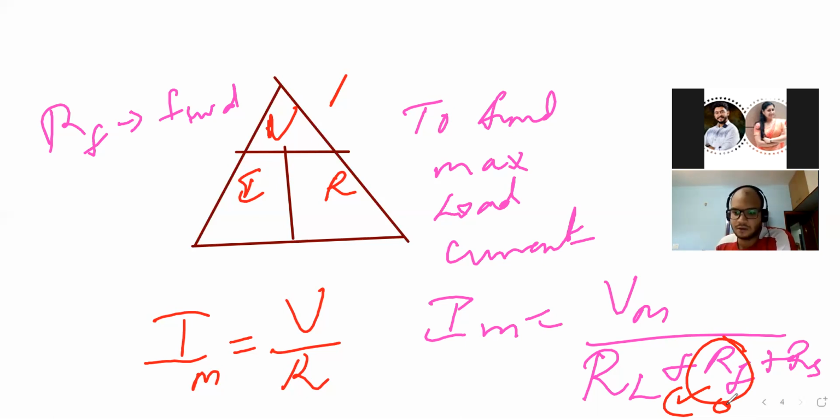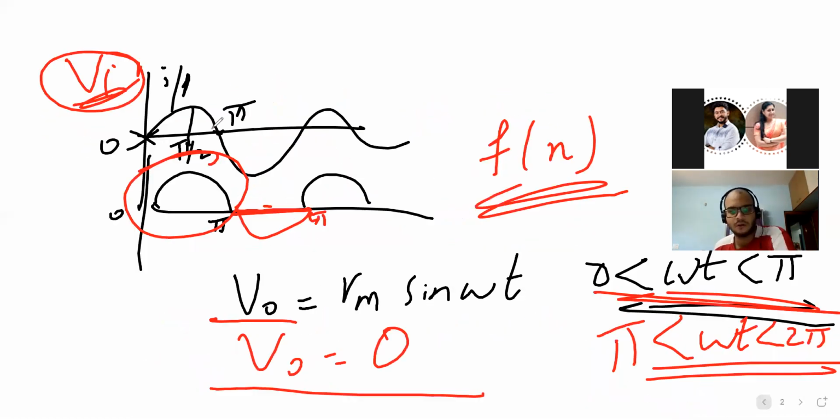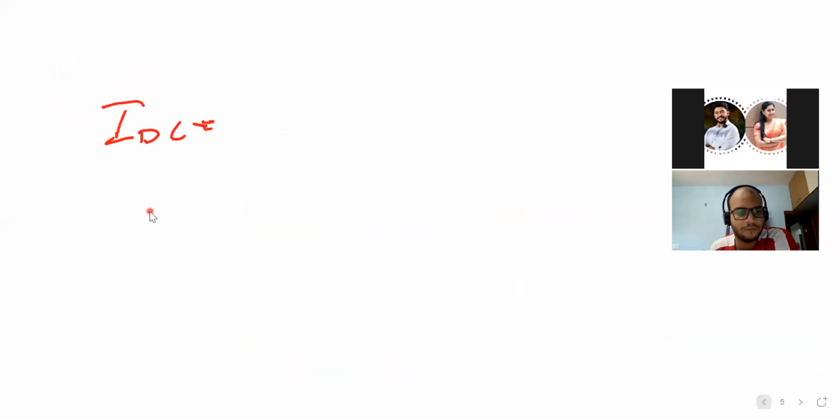Now coming to our main point, the derivation of IDC. That is our main thing. Again I'm coming to the figure here. We have to find the area of the fluctuation of current between this. Then only I can get the average current going through this particular thing. So that is my IDC. I'll write here: area under the curve over the time period.